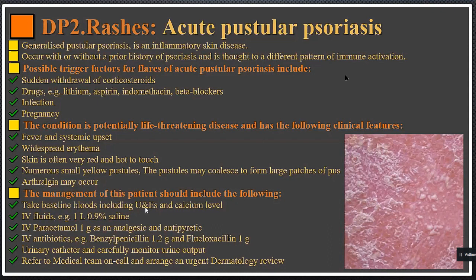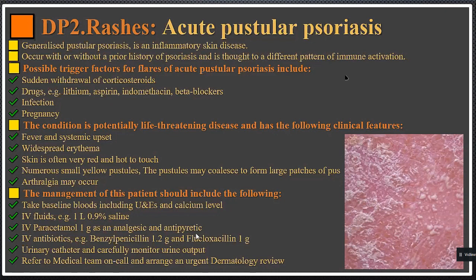The management here: take baseline bloods. Baseline here means hematology, biochemistry, blood gases, blood culture. So it means routine investigations. IV fluids, 1 liter, 0.9% saline. IV paracetamol as analgesic and antipyretic. IV antibiotic because of pustules, pus, as you see here. So IV antibiotic here, benzyl penicillin, 1.2 gram, and flucloxacillin, 1 gram.